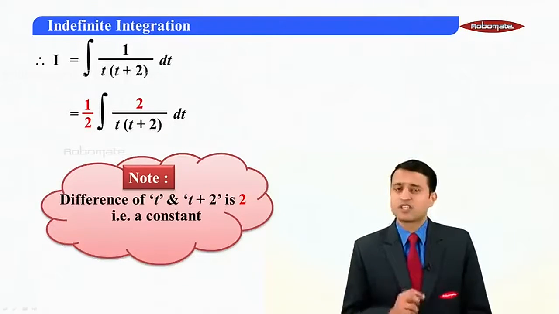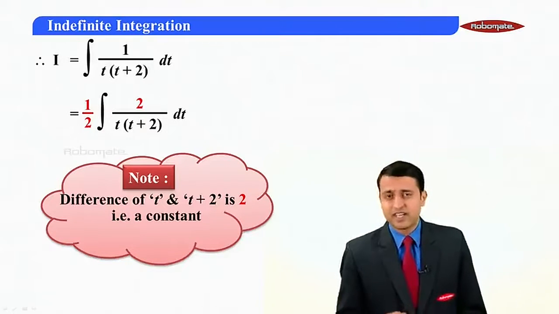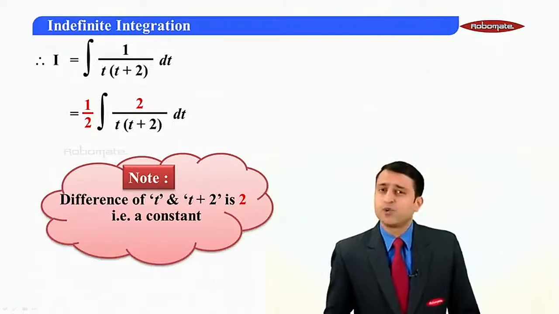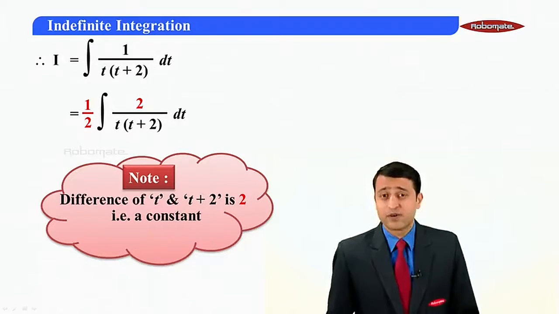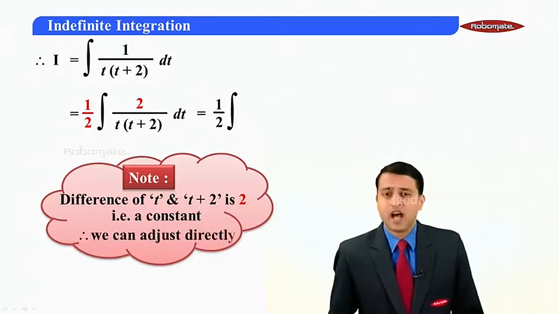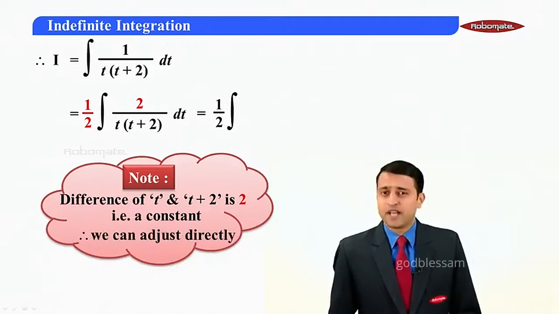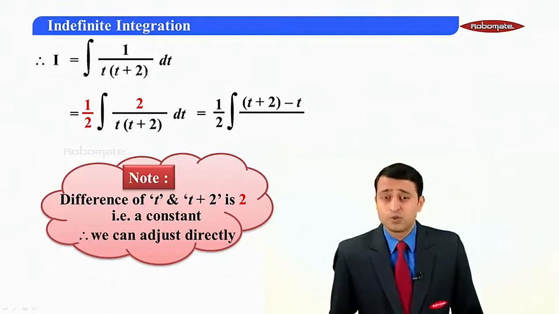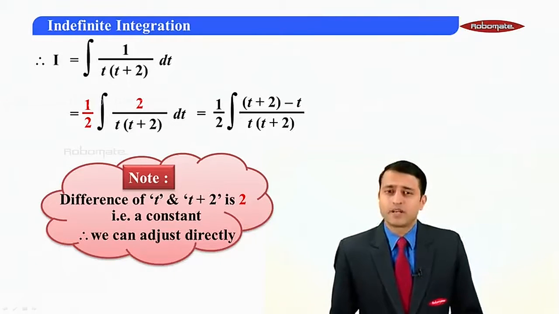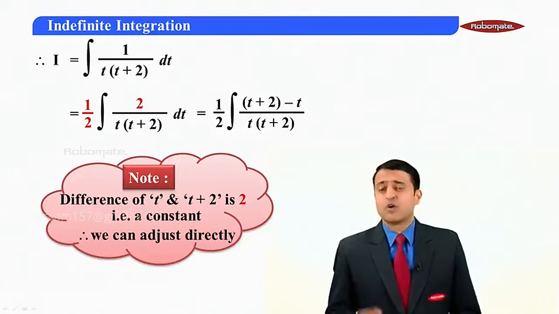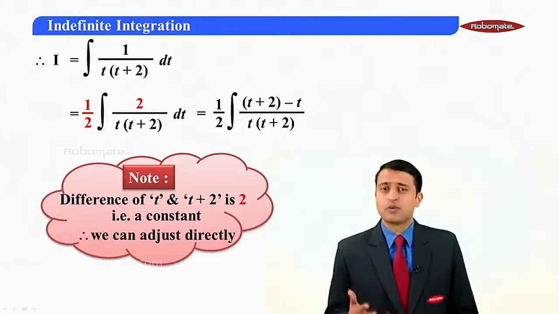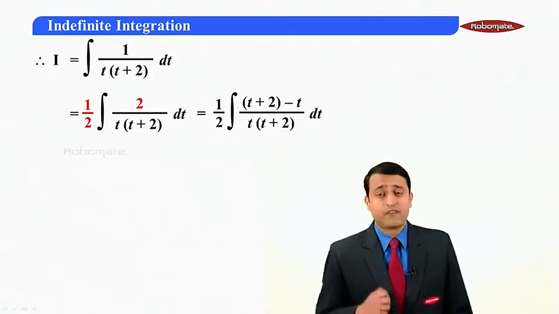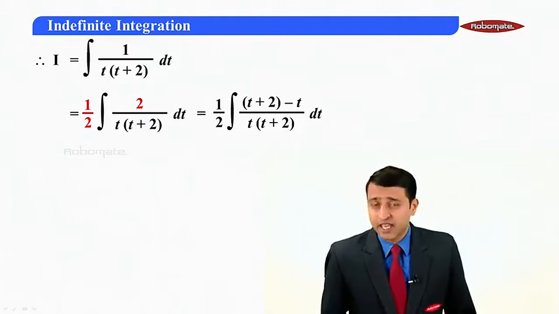And therefore, what I can do is, I can adjust directly. Why? Because 2 is a constant. I multiply 2 inside the integral and 1 by 2 outside the integral. So therefore you see that 2 and 1 by 2. Now my dear students, what we are going to do is, we are going to adjust directly. How? Just check. Half I keep as it is, outside the integral. Now instead of writing 2, let me write it as t plus 2 minus t, and the denominator remains as it is. Now my dear students, what is t plus 2 minus t? It is nothing but 2, which was our numerator in the previous case. dt is there, correct?